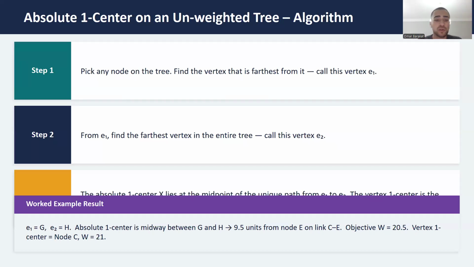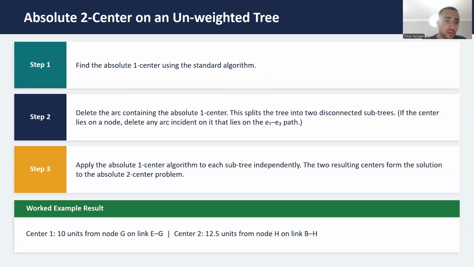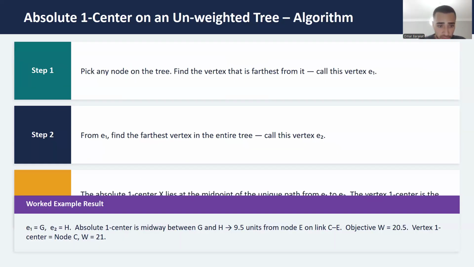In the worked example, start at node C and find the farthest node, which is G, so E1 equals G. From G, find the farthest node, H, so H equals E2. The midpoint of that path from G to H gives the absolute one center, 9.5 units from node E on the link connecting C and E.